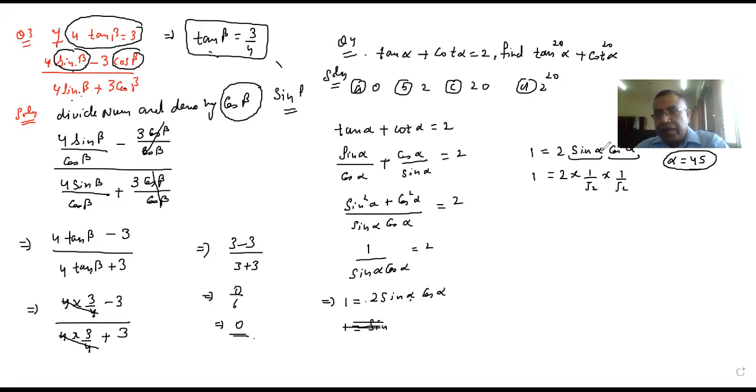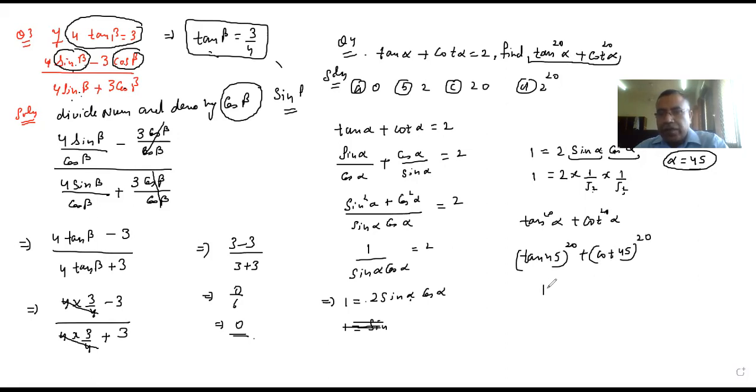Because sin 45 is 1 by under root 2, and cos 45 is 1 by under root 2. Clear? So from here we have calculated the value of alpha. Now I want to find out the value of this trigonometric expression, which is tan to the power 20 alpha plus cot to the power 20 alpha. So alpha is 45. This is tan 45 raised to power 20 plus cot 45 raised to power 20.